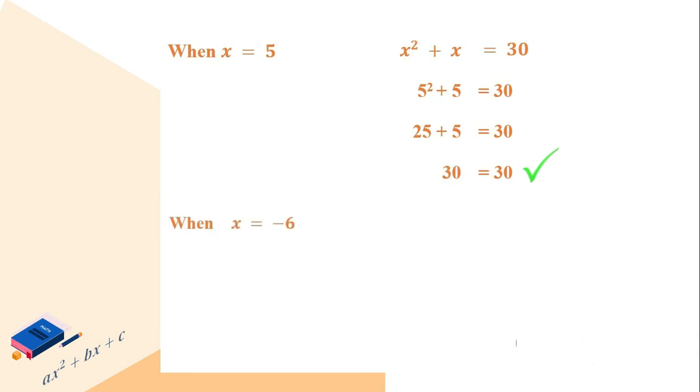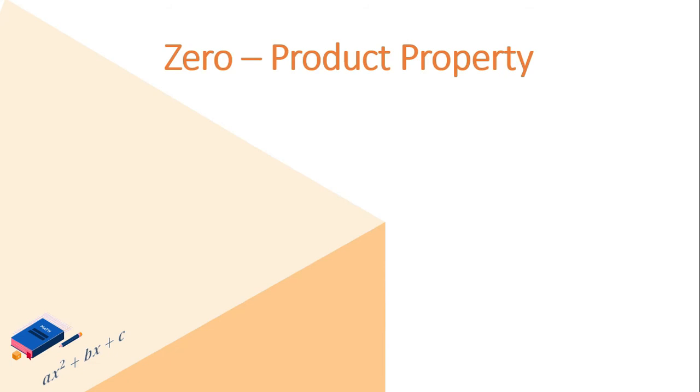So whenever x is equals to negative 6, x squared plus x is equals to 30. So negative 6 squared plus negative 6 is equals to 30. When we square negative 6, that gives us positive 36 minus 6, that gives us 30. And so it also makes our equation equal.